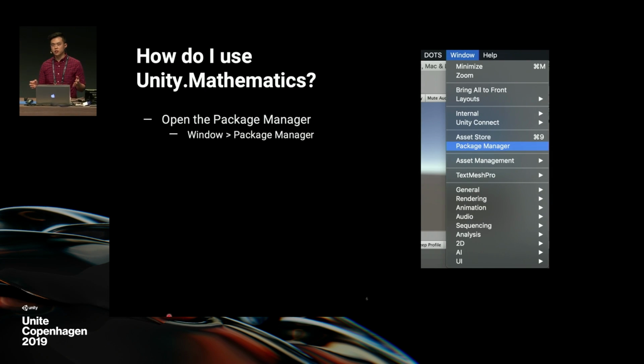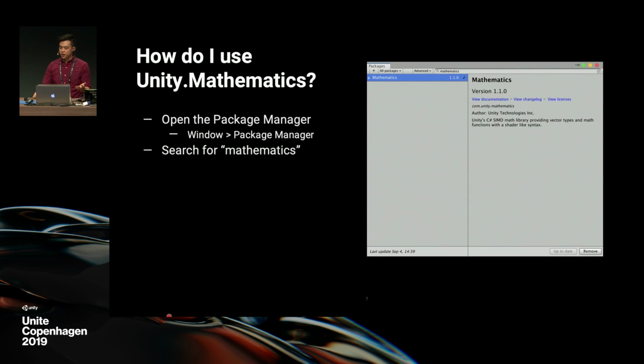But let's assume for now that you're already sold on Unity.Mathematics and you just want to get started. How do you actually get started? It is available now. You can just open the package manager, search for mathematics, and it'll show up, and hopefully you can see that. And then once you find it, you just click install. Once you click install, it's available in your project today.